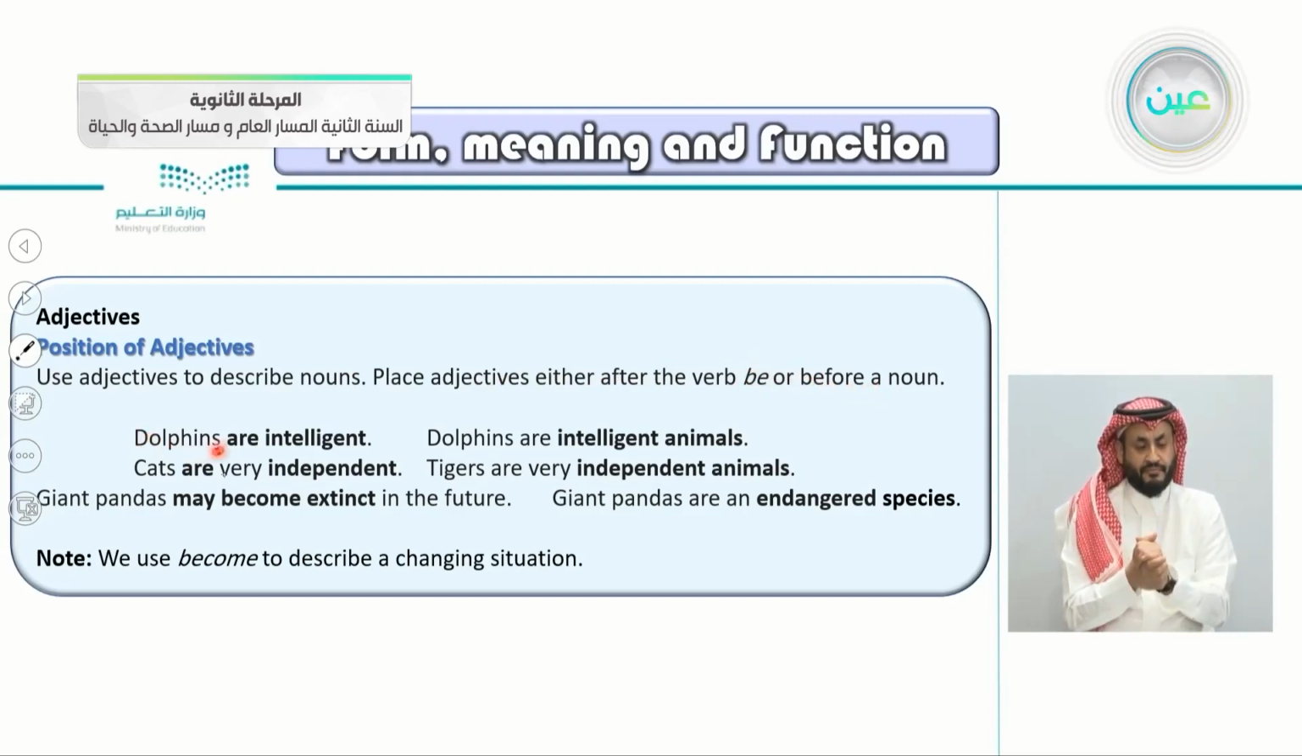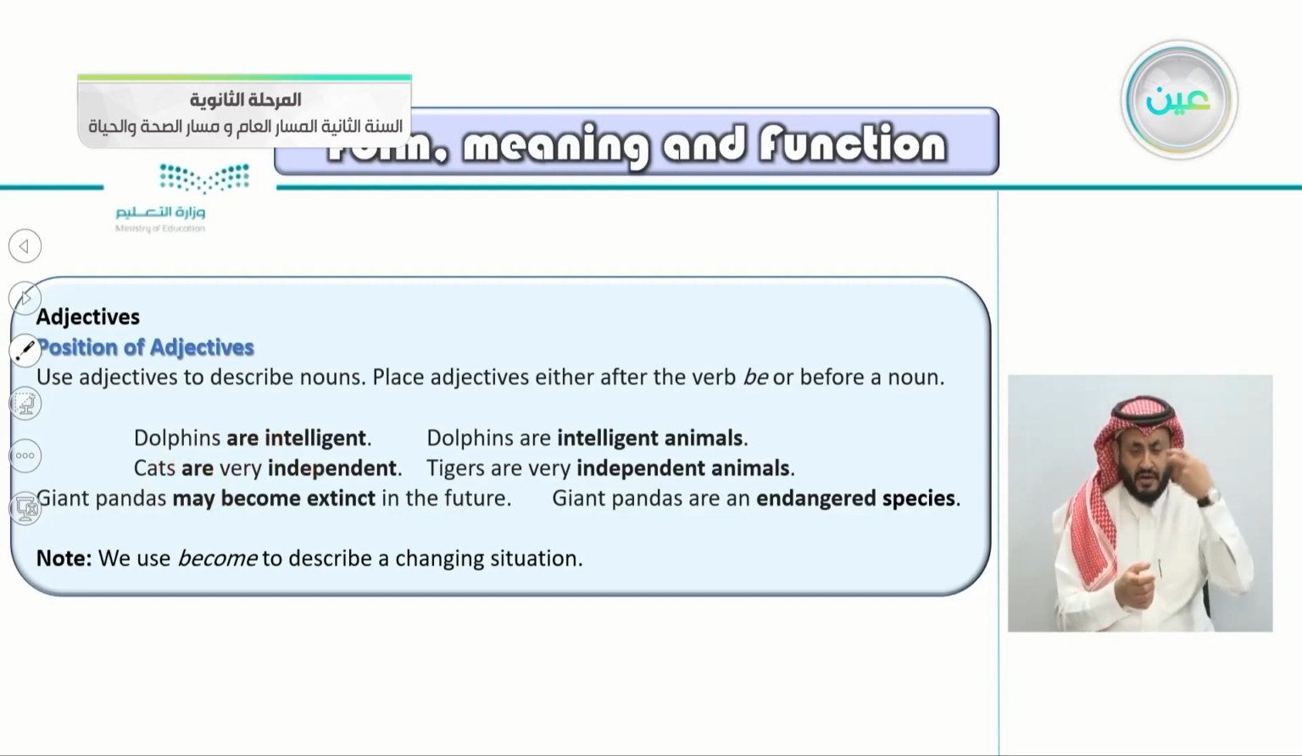So dolphins are, this is the verb to be, are intelligent. Dolphins are intelligent. Cats are very independent. Giant pandas may become extinct in the future. So dolphins are intelligent, cats are very independent. These are examples of the adjective coming after the verb to be.